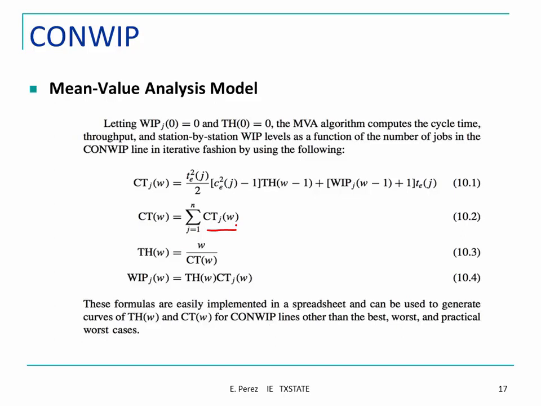This algorithm is kind of difficult to implement by hand because you're going to be doing a lot of computation manually. So it is a good idea to try to do this in a spreadsheet. It can be used to generate curves for the throughput and the cycle time for conwip lines, other than the best, worst and practical worst cases.